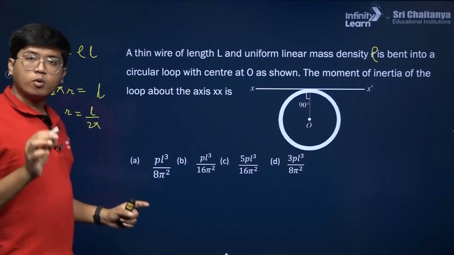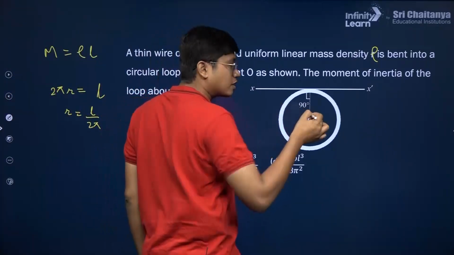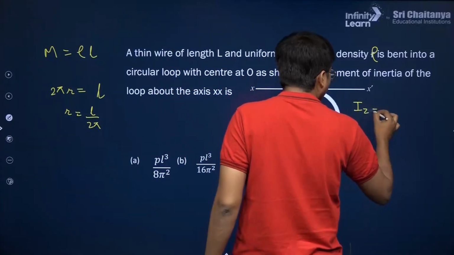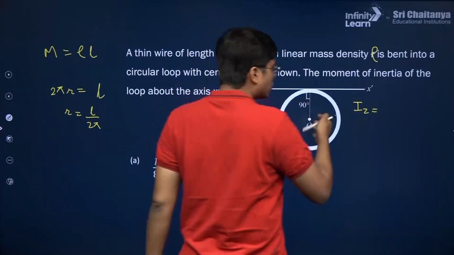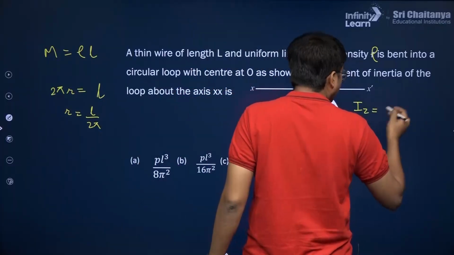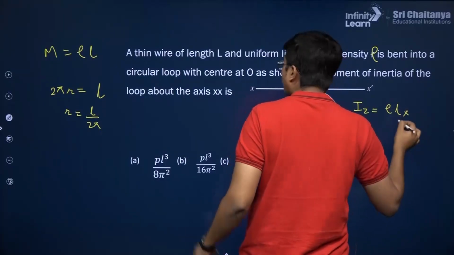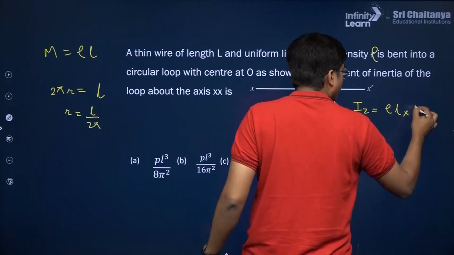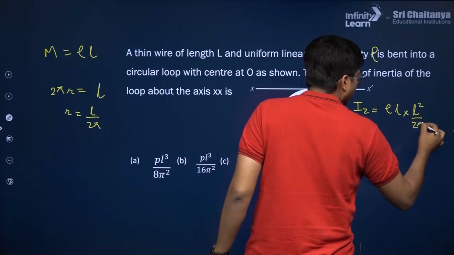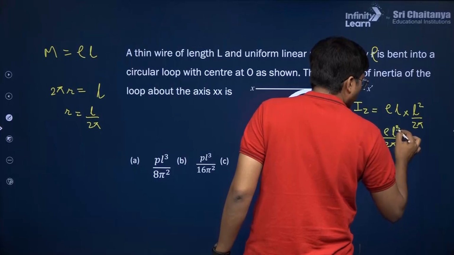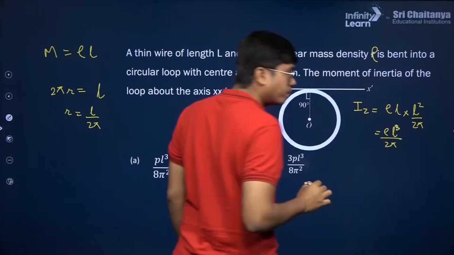Now let's find the moment of inertia about the axis passing through the center. Let's call it Iz, because it's a perpendicular axis. So Iz is equal to mr square. M is equal to rho L into r square. R square is L square by 2 pi. So that makes it rho L cube divided by 2 pi.